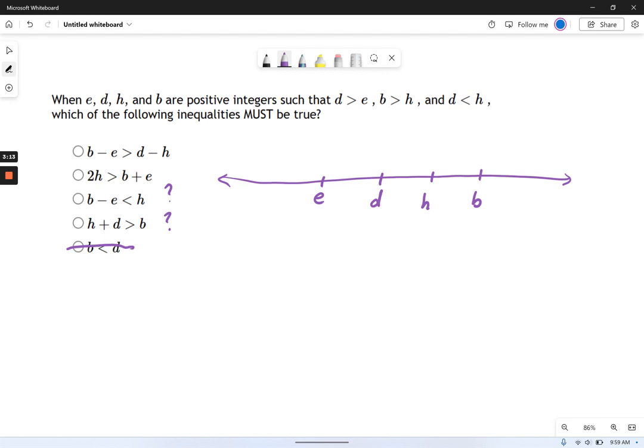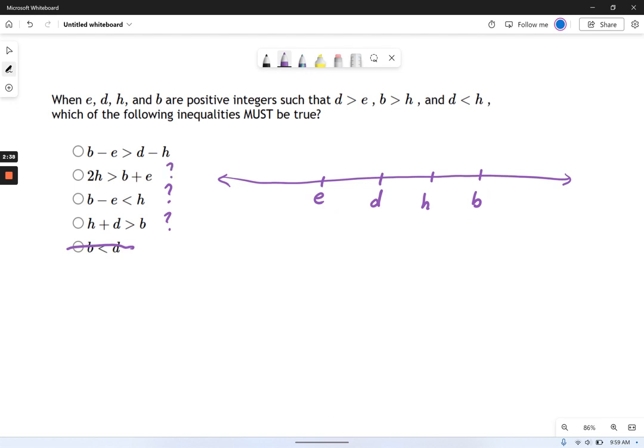Well, what about this next one? B minus E is less than H. Maybe it's true, maybe it's not. You can make up some numbers if you like. That might help you along. But I don't see why this number, B, minus this number, needs to be greater than or less than this one. I just don't see what conclusions I can make there. Because what we're talking about when we say B minus E is the distance between them.